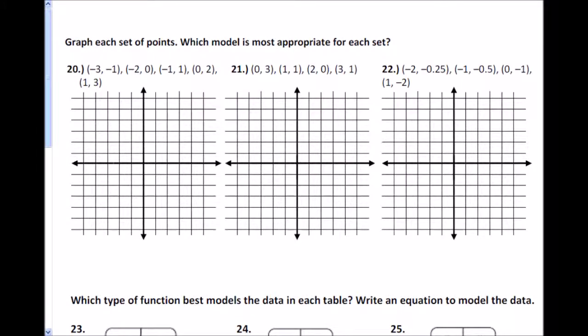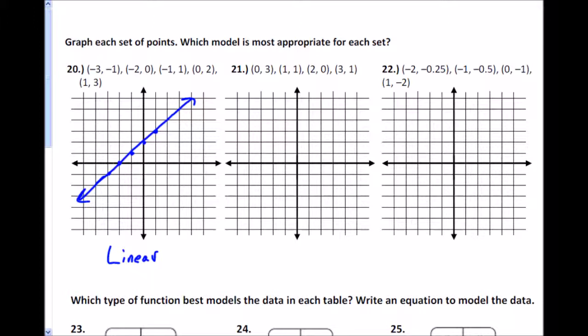Number 20, we're just graphing these points and deciding whether it's linear, quadratic, or exponential. So (-3, -1) is right here. (-2, 0) is right here. (-1, 1) is right here. (0, 2), and then (1, 3). And we can see very clearly what the pattern here is, that is a line, which means this is a linear equation. And that's it.